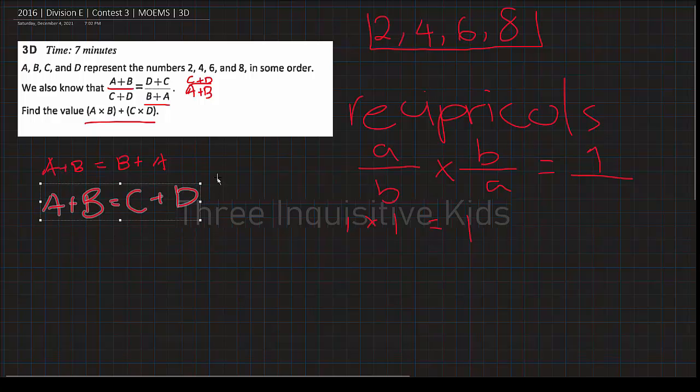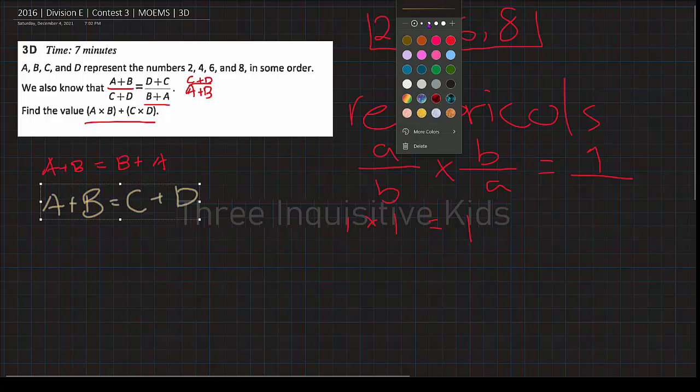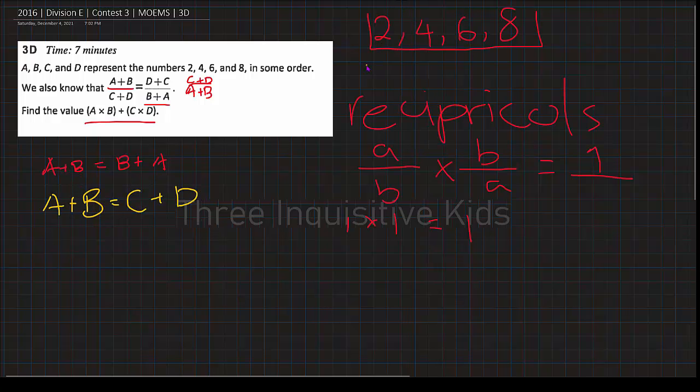So this is the key point, the big part over here. This is very, very important. This expression is very, very important to this problem. All right? A plus B is equal to C plus D. And now we do know that the number bank is 2, 4, 6, and 8. So how can we find each of these numbers?